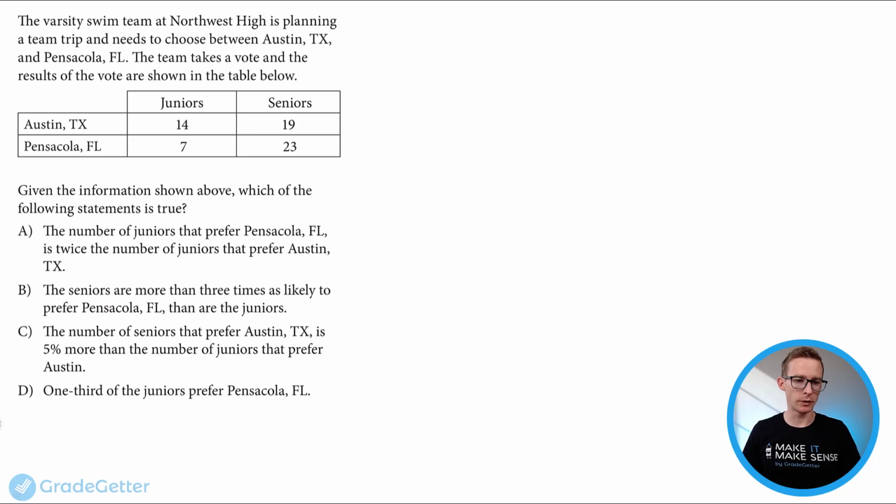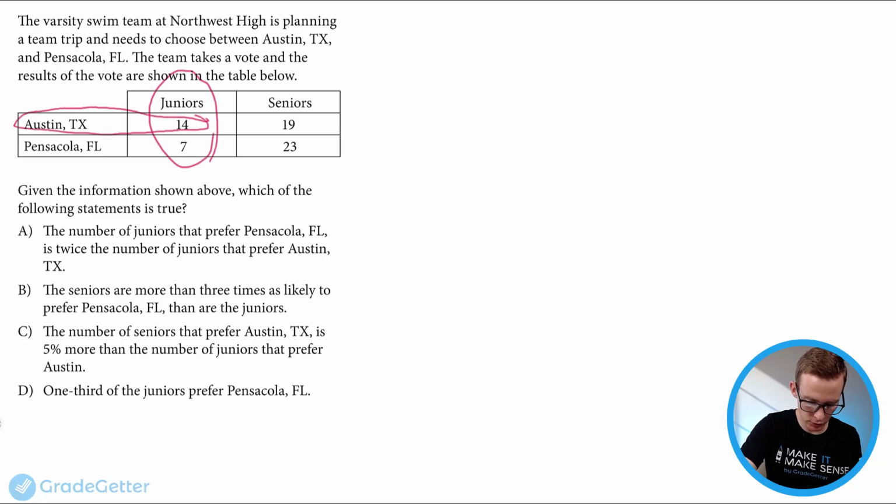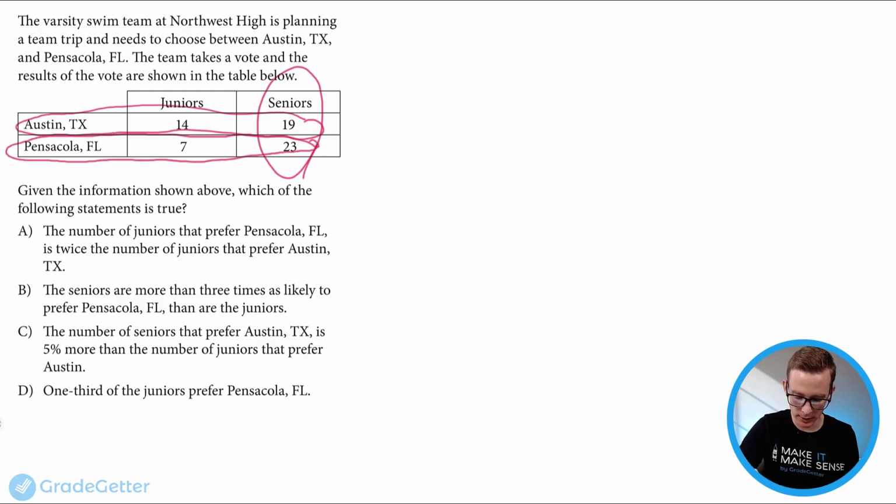Alright, our last problem for this video says that the varsity swim team at Northwest High is planning a team trip and needs to choose between Austin, Texas and Pensacola, Florida. The team takes a vote and the results of the vote are shown in the table below. So you've got juniors and their votes. Juniors voting for Austin, Texas is here. Juniors voting for Pensacola, Florida is here. And the same for seniors. Seniors who voted for Austin, Texas is here. Seniors who voted for Pensacola, Florida is here.